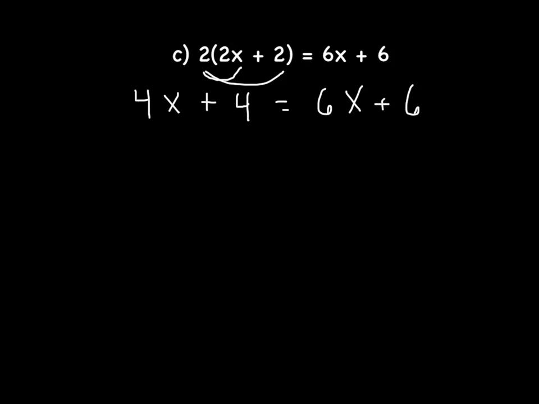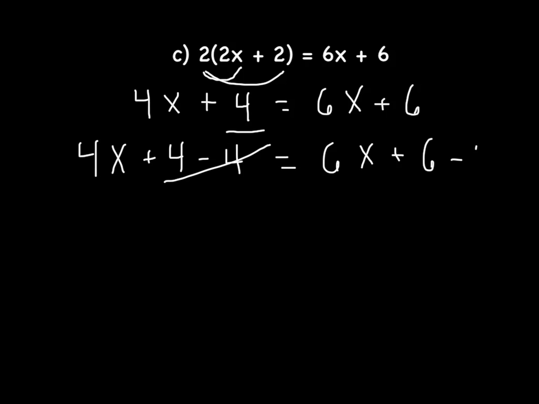Now we need to focus on that 4 here. To make 0 with a positive 4, we need a negative 4. So we're going to subtract 4 from both sides of the equation. 4x plus 4 subtract 4 is equal to 6x plus 6 subtract 4. We're left with 4x being equal to 6x plus 2.